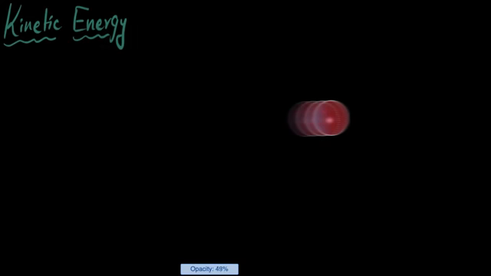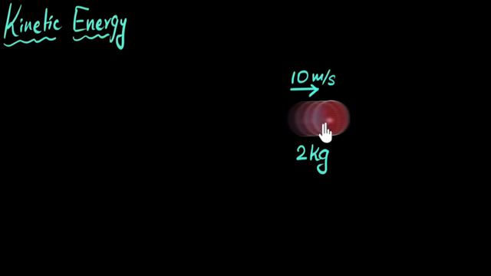Moving things have energy. We call this the kinetic energy. But the question is, how much kinetic energy does a moving thing have? For example, if we knew the mass of this ball, let's say it was 2 kilograms, and let's say it was coming in at 10 meters per second, how much kinetic energy does it have? And what would that number mean? That is what we want to try and find out in this video.